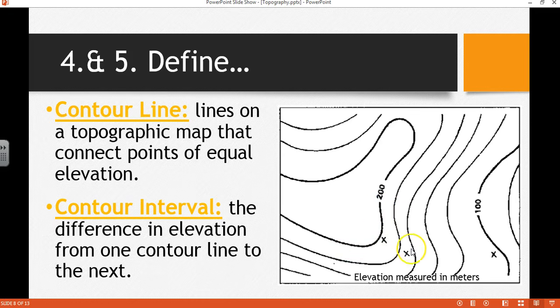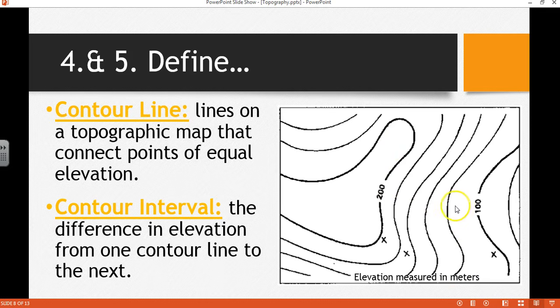So what then is the elevation of this X right here? I don't really know what this X elevation is, but I can figure it out by determining the contour interval. To get from the 100 meter contour line to the 200 meter contour line, I have to make 1, 2, 3, 4, 5 jumps. So there's a 100 meter difference. 5 jumps means that I had to change my elevation by 20 meters each time.